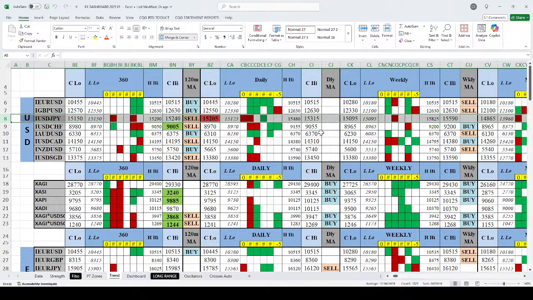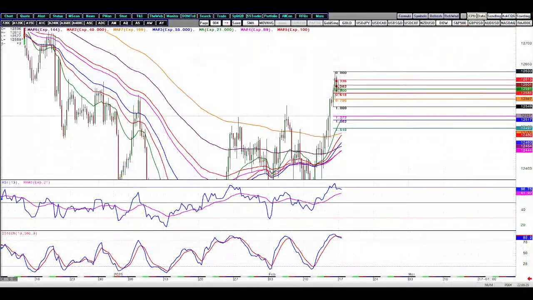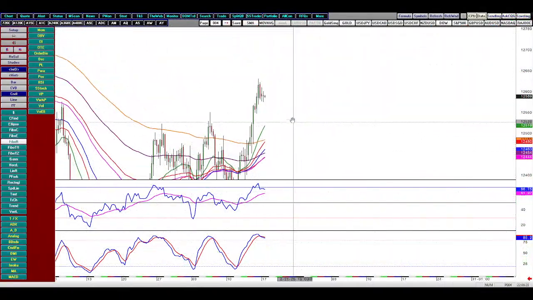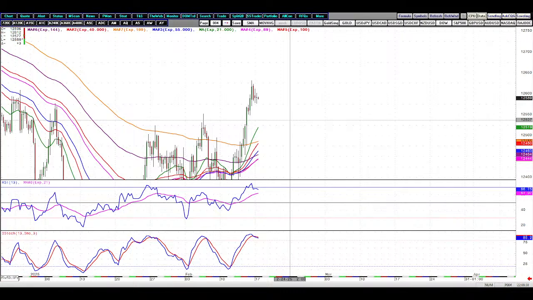Okay, these are the two levels, but of course if it goes higher then probably it might be an extension on the daily. But overall I think selling is preferred and we should be holding sell or cautious sell. So let's look into the chart.